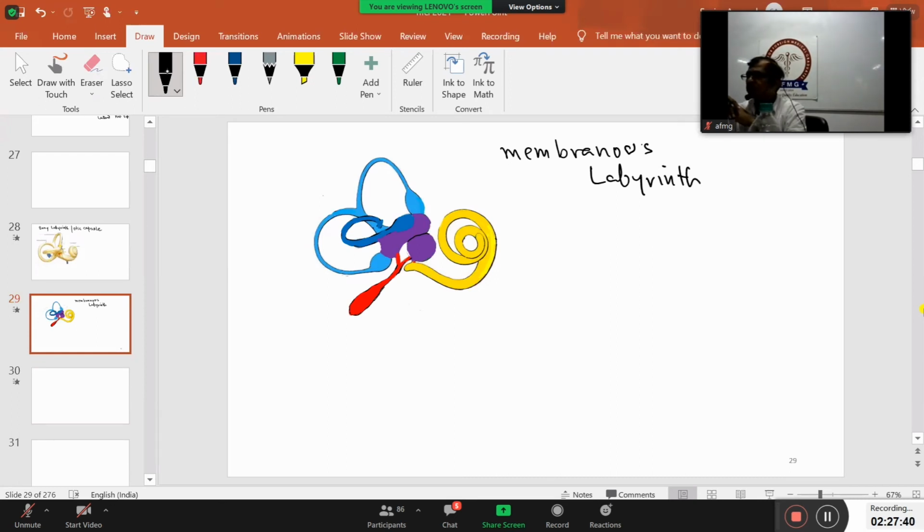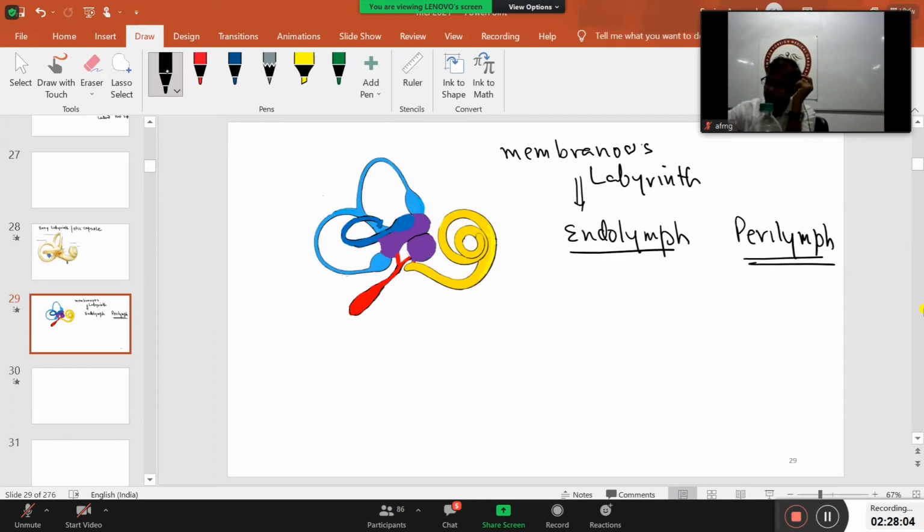And both are filled with fluid. What is the fluid inside this membranous labyrinth? The fluid is called the endolymph. Endo means inside. This is the inner layer, inside is endolymph. And between this and the bone, there is another fluid. What is the other fluid called? Perilymph. Perilymph is outside. These are the two fluids, endolymph and perilymph.